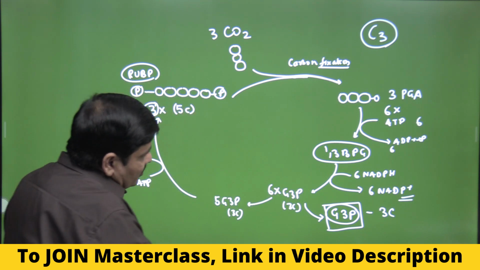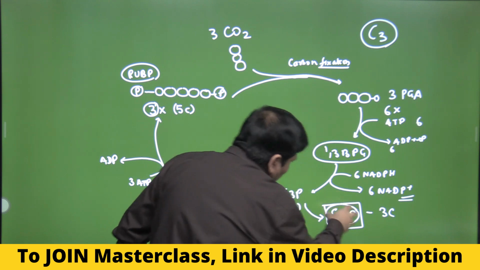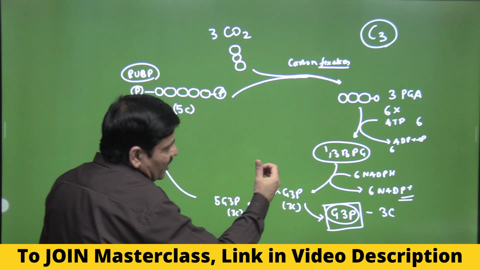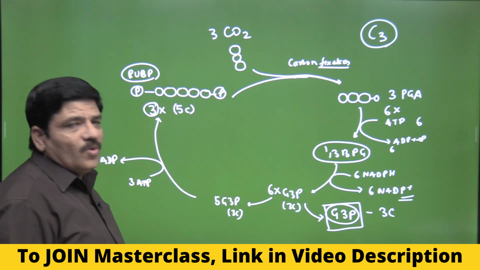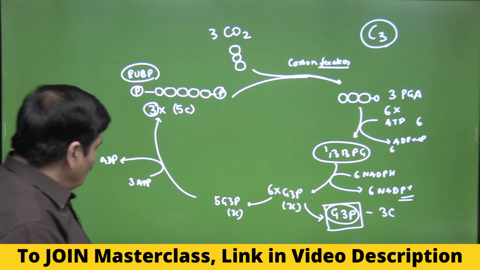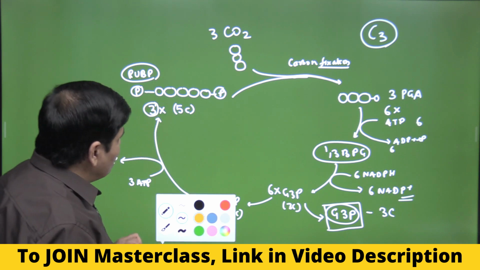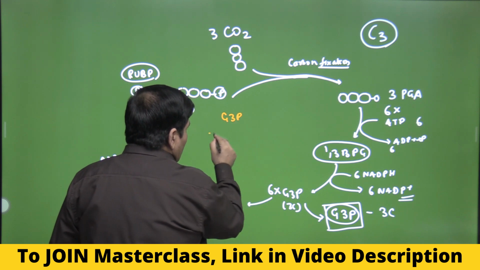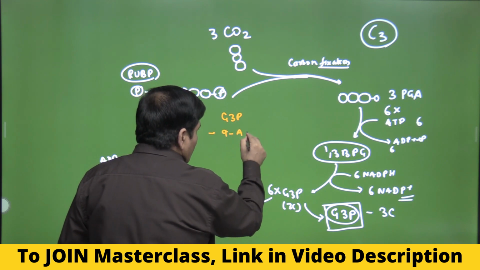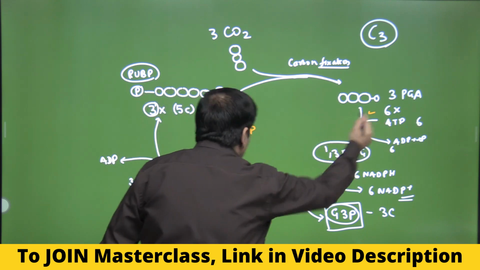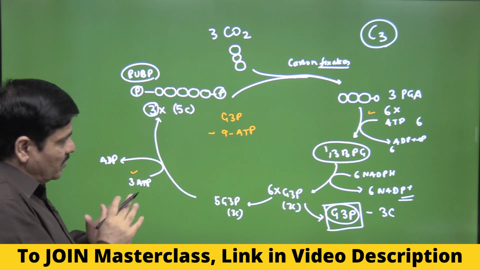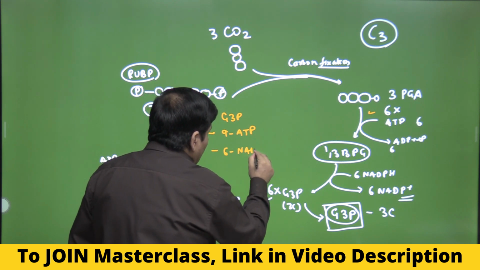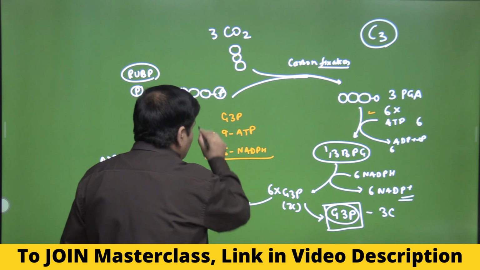Now, to get a G3P molecule, look at this. You require around 1.5 times higher number of ATP molecules. The number of ATP molecules required for the production of G3P is 9. So you require 9 ATP, 6 here and 3 here. But you require only 6 NADPH molecules. I hope this is now absolutely clear.